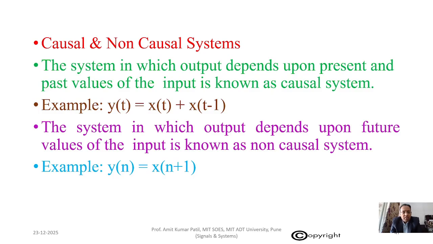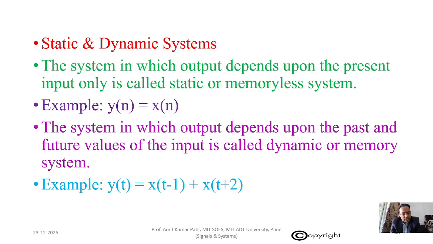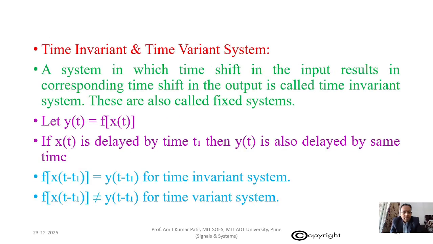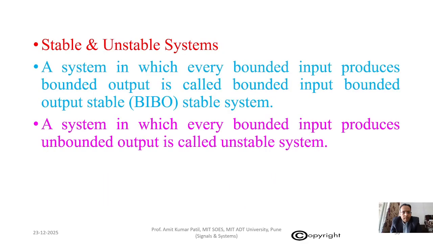Causal and non-causal: the system in which output depends upon present and past values of the input is causal. And the system in which output depends upon future values is known as non-causal. Static and dynamic: the system in which output depends only on the present value of the input is also known as static or memoryless, like x(n). And the system in which output depends upon past and future values is the dynamic or memory system, like x(t-1) or x(t+2). The system in which a shift in the input results in the corresponding shift in the output is called a time invariant system. And otherwise it is time variant.